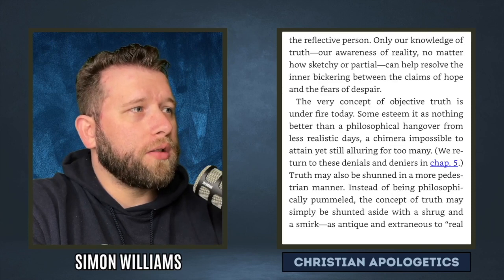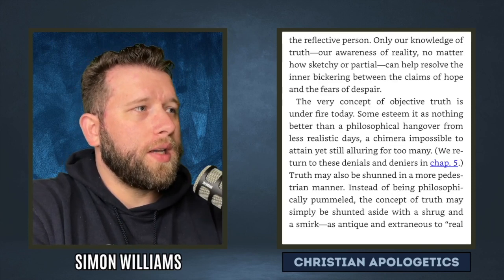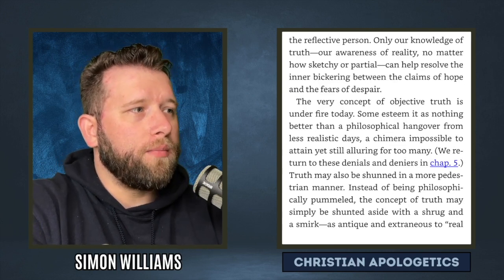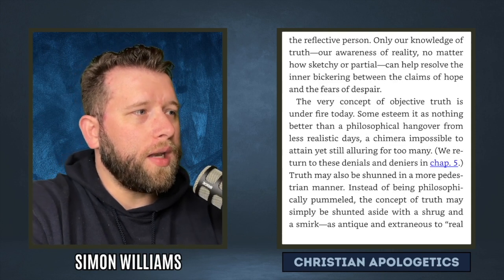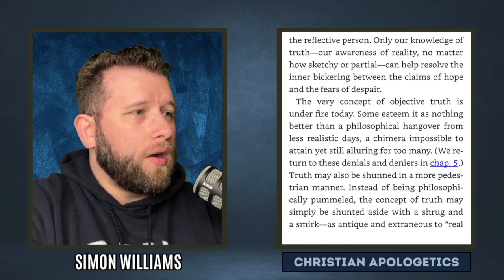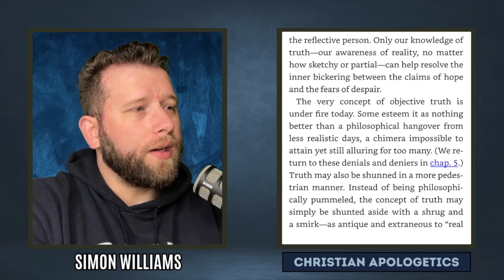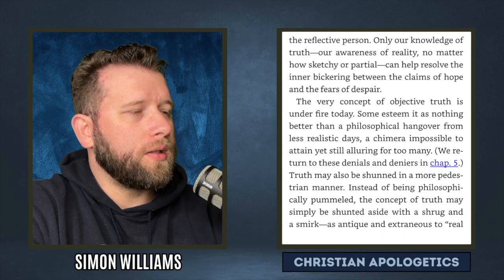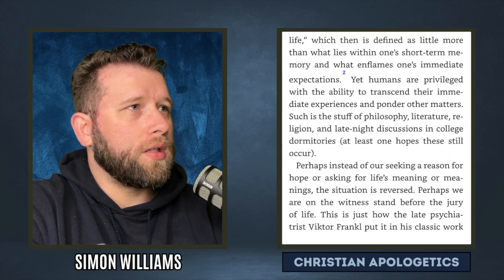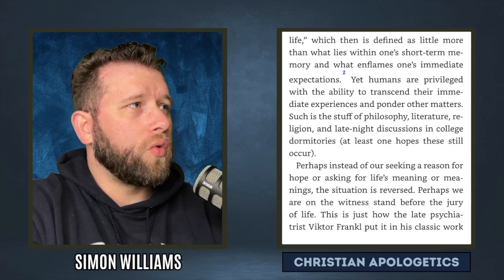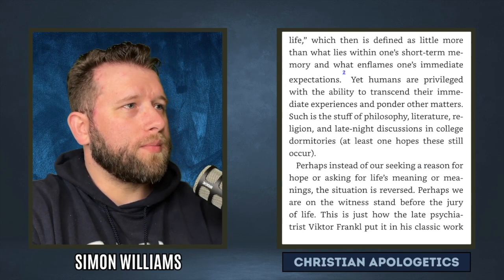The very concept of objective truth is under fire today. Some esteem it as nothing better than a philosophical hangover from less realistic days, a chimera impossible to attain yet still alluring to many. We return to these denials and deniers in Chapter 5. Truth may also be shunned in a more pedestrian manner. Instead of being philosophically pummeled, the concept of truth may simply be shunted aside with a shrug or a smirk as antique and extraneous to real life, which then is defined as little more than what lies within one's short-term memory and what inflames one's immediate expectations.